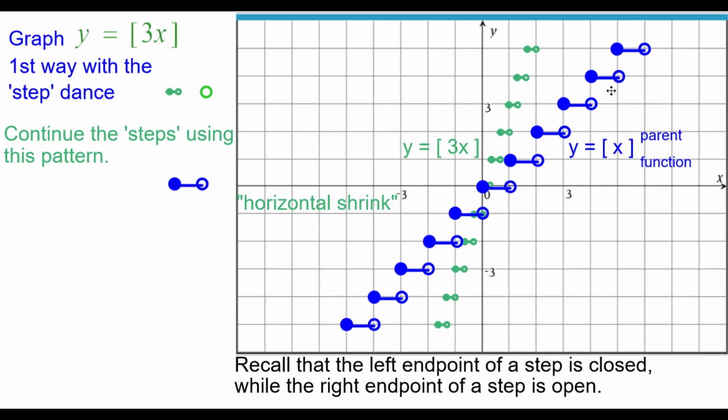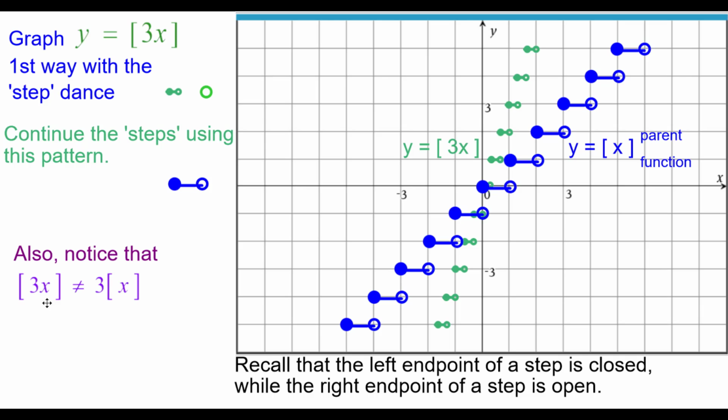Here we have the parent function plotted, and you can see that it is a horizontal shrink from blue to green. We'd also like to point out that you should notice that the greatest integer of 3 times x is different from 3 times the greatest integer of x. When we did this before, the steps were 3 units apart, and the width was still 1. This is a different 3 altogether.